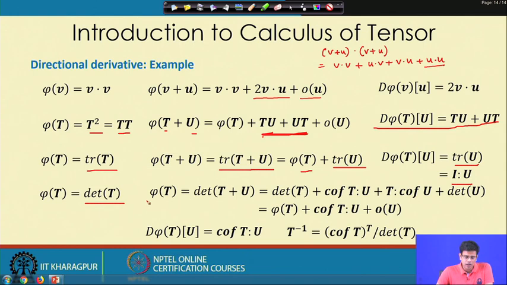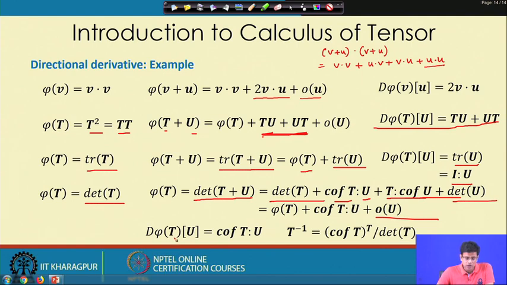So, contrary to the trace, the determinant is a nonlinear function which cannot be written simply as det of T plus det of U. If I expand the determinant of T plus U, then it is det of T, cofactor of T inner product with U, and T inner product with cofactor of U, and then det of U, right. These two middle quantities are of the order of U, and this is my directional derivative, d of phi of T along the direction U.